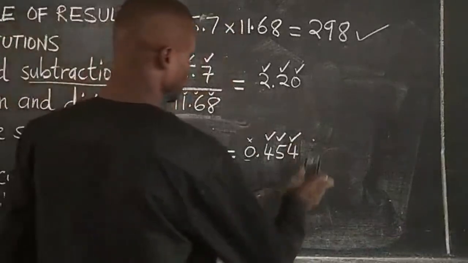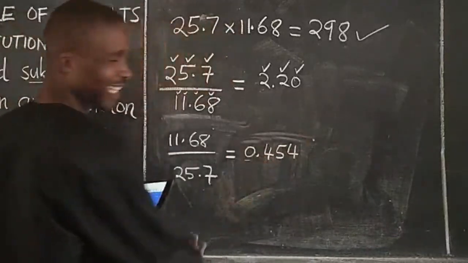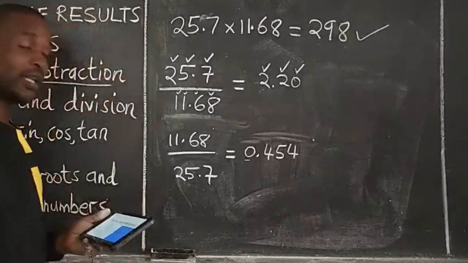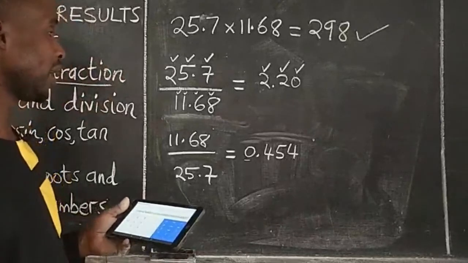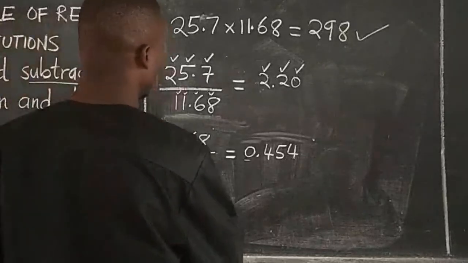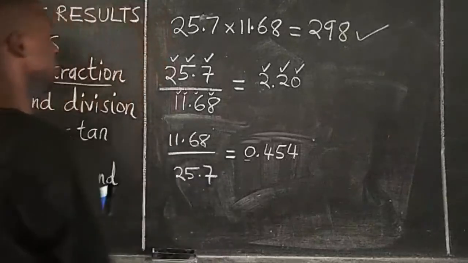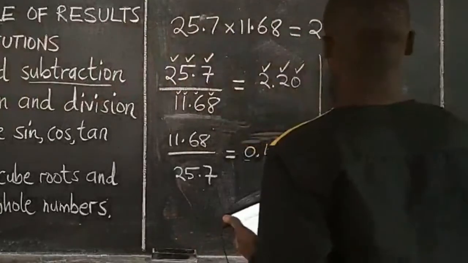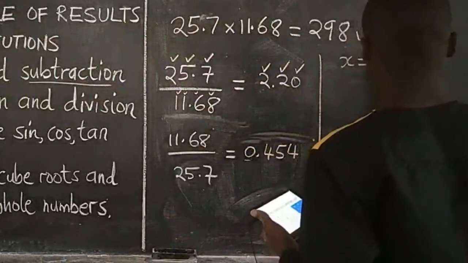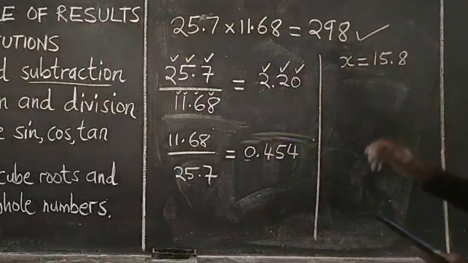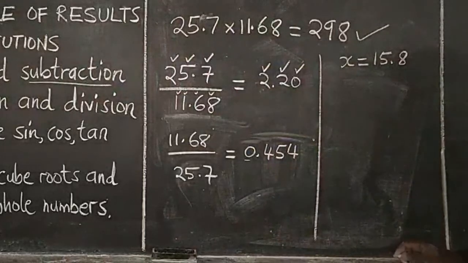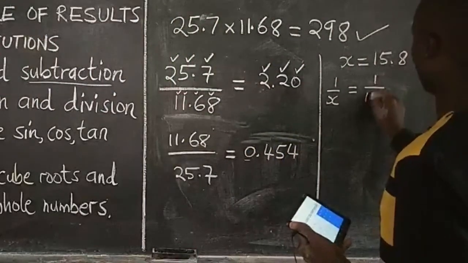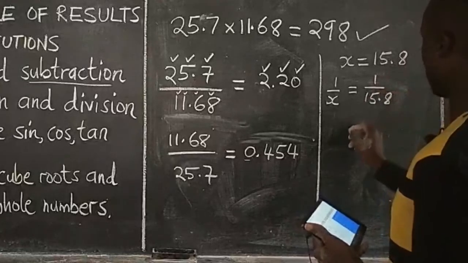Please, when you write, don't also put those ticks there. Those ticks are just for purposes of elaboration. In a special case, they may ask you to get what we call floats. An example is, if your value of x is 15.8, and you're supposed to get 1 over x, which is going to be 1 over 15.8. So what do you write?